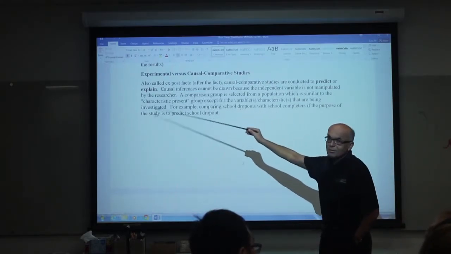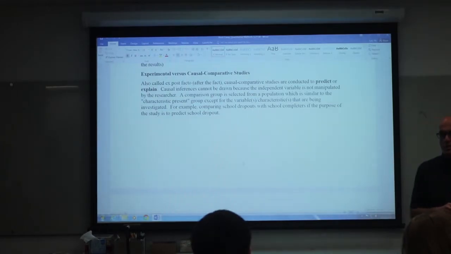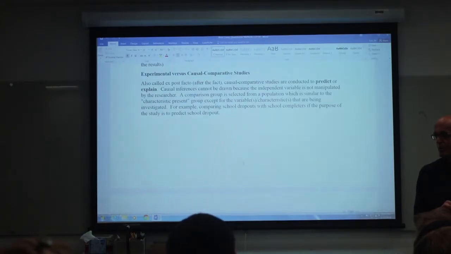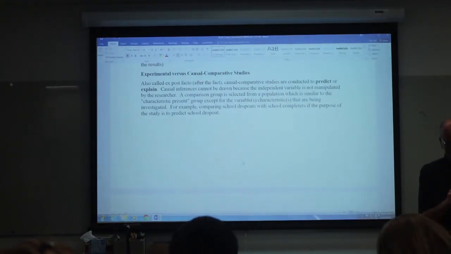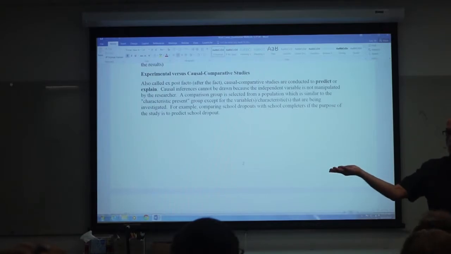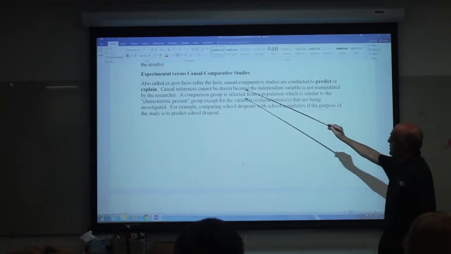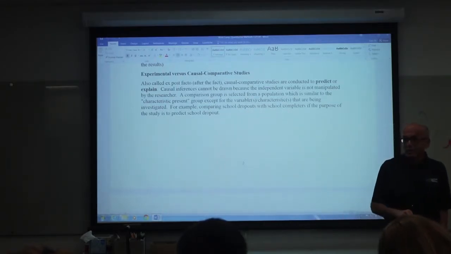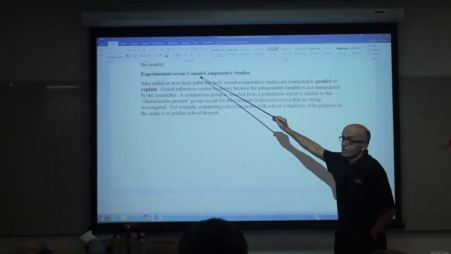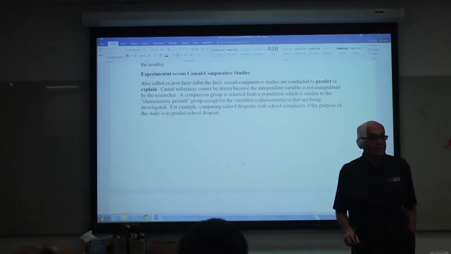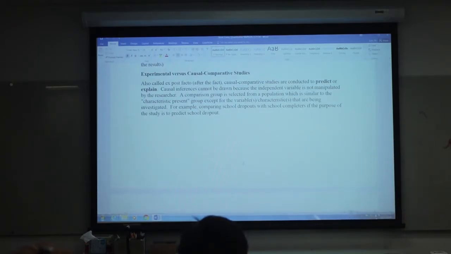Causal comparative, also called ex post facto, after the fact. You don't manipulate the independent variable. But you identify, for example, kids who dropped out of school, compare them with kids who did not drop out of school. So that's why it's called causal comparative. So don't let the word cause deceive you into thinking that you can draw causal inference. You can't, because you are not manipulating the independent variable.